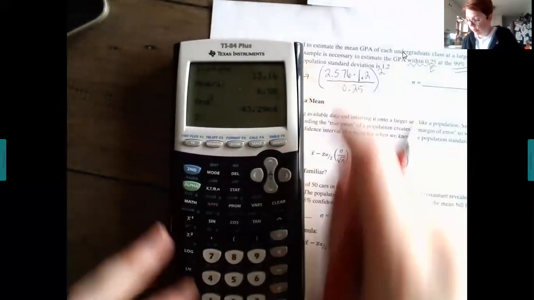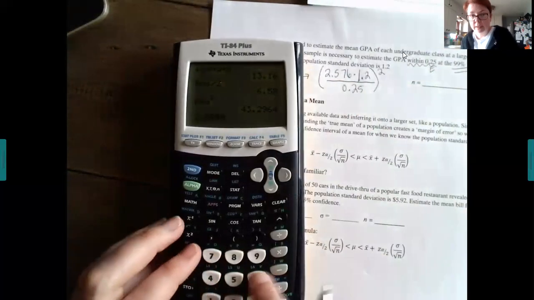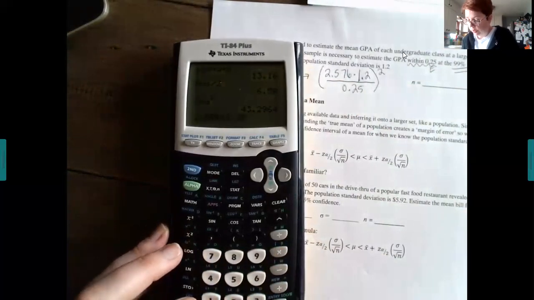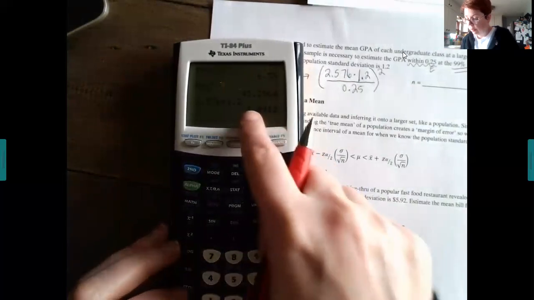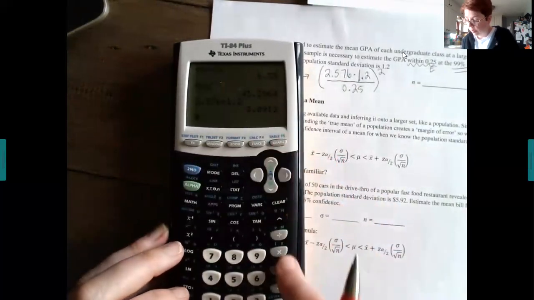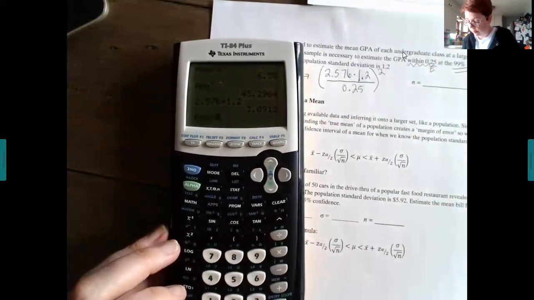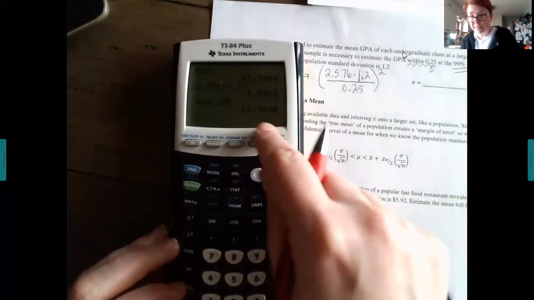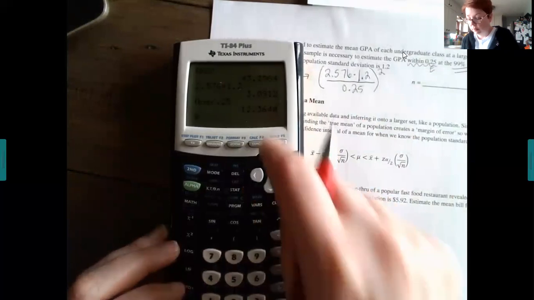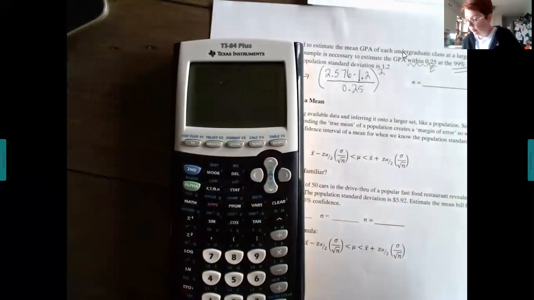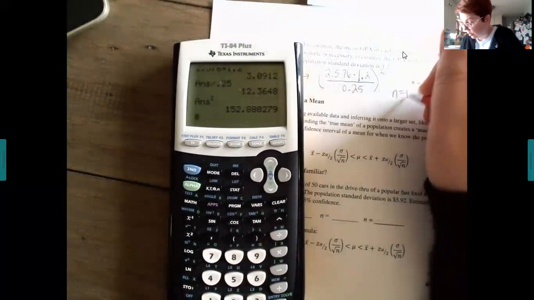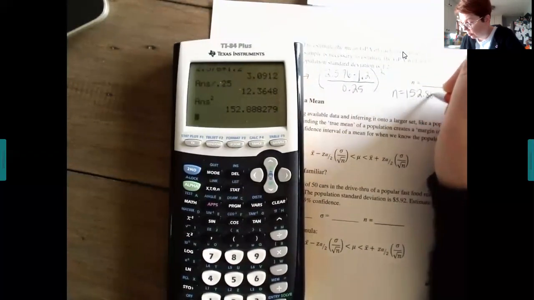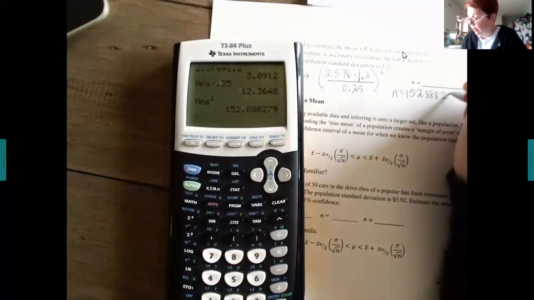So I'm going to put this in, 2.576 times 1.2, hit enter. That's the top. I'm going to divide it by the bottom. Okay, and I'm going to square this entire number. Don't round it. So we get n equals 152 point blah, blah, blah, blah, blah. All right.